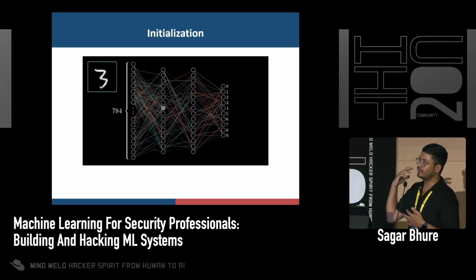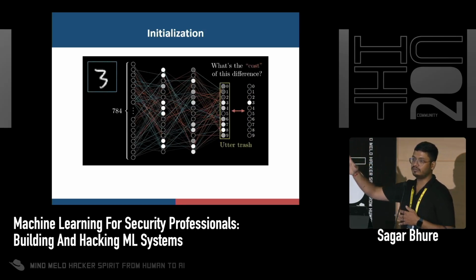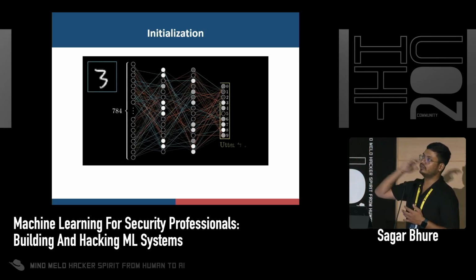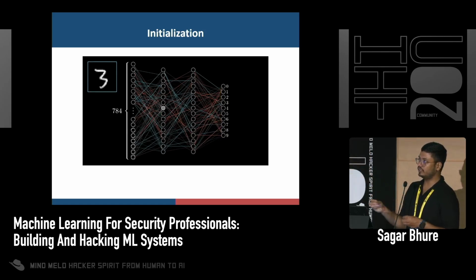You have an input image. You basically try to pass those. Let's suppose it's an image of 28 by 28, and 28 into 28 is, let's suppose, 784. You have an input layer with 784 neurons. That's where all your digits are.